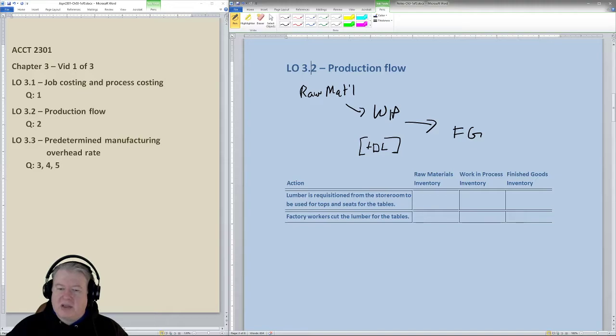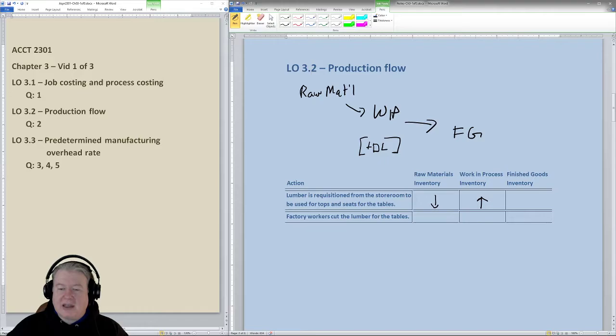So lumber is requisitioned from the storeroom, okay? Well, it's moving out of raw materials, so the value of raw materials would decrease, and the work in process value would increase. It just shifted from one inventory to the next. It had nothing to do with finished goods. Nothing was finished, so that didn't change.